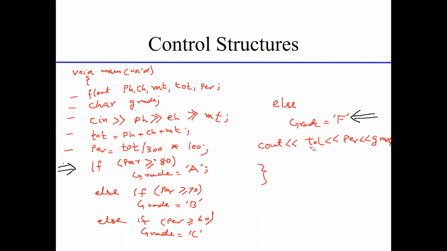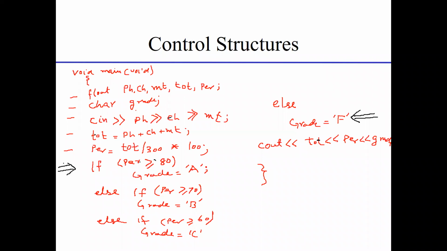After calculating the grade, we output the variables. So what are the outputs? Total is printed, then percentage is printed, then grade is printed. After these outputs, the program finishes. So here we have sequential logic, lines 1, 2, 3, 4, 5. So 5 lines are in sequential logic.